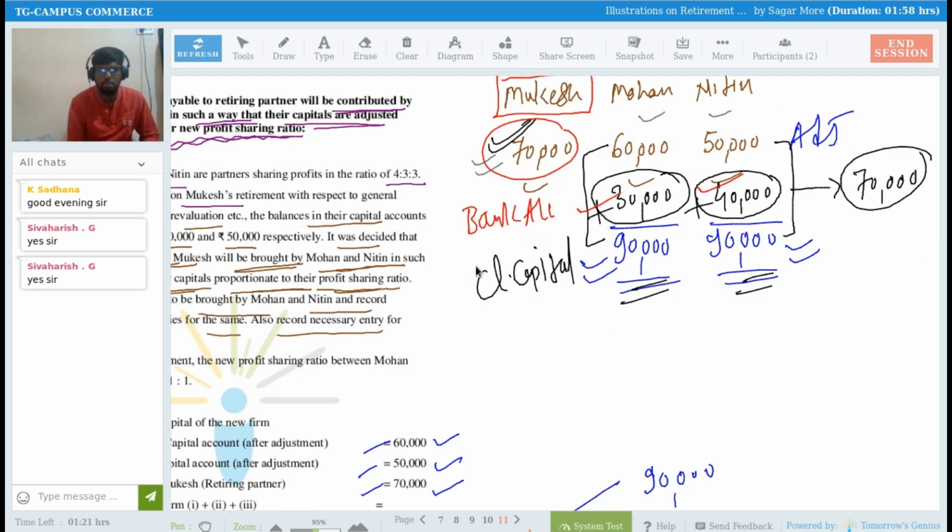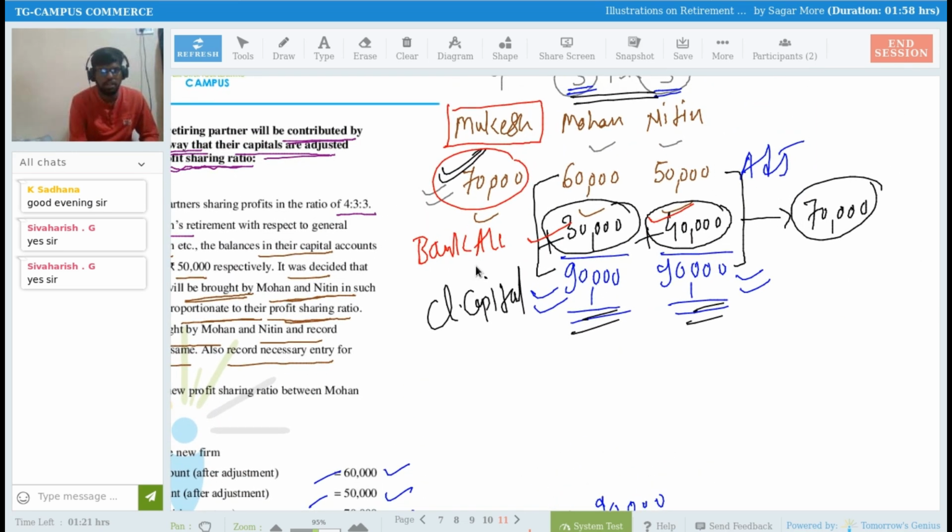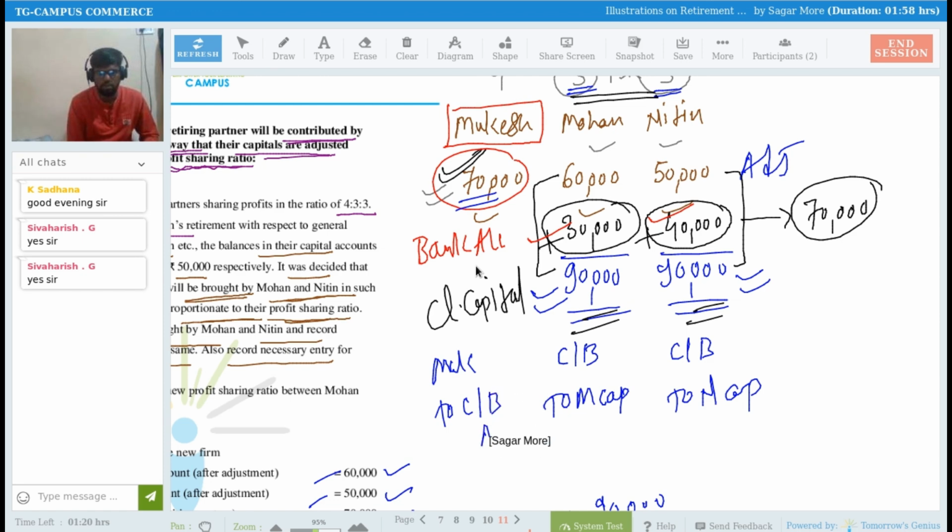So what will be the journal entry? You can pass the journal entry separately or combine it. I am passing separate journal entries. If Mohan is contributing 30,000, my entry will be cash or bank account debit to Mohan's capital. If Nitin is contributing 40,000, cash or bank account debit to Nitin's capital. And I paid 70,000 rupees to Mukesh, so Mukesh's capital account debit to cash or bank account 70,000 rupees, right?